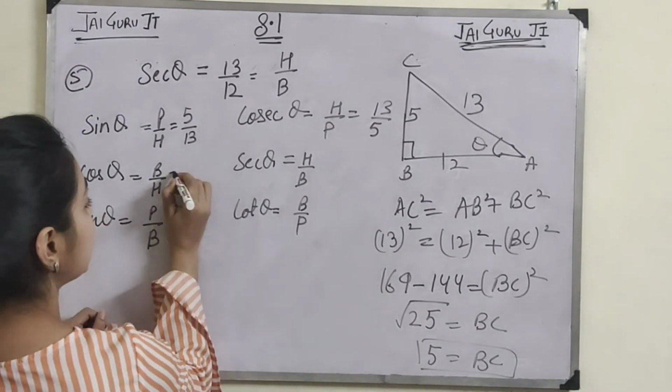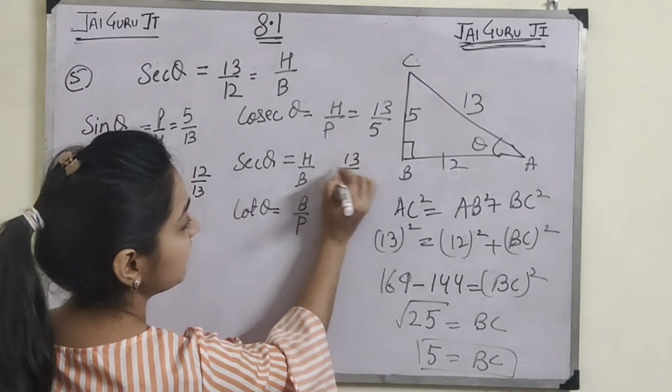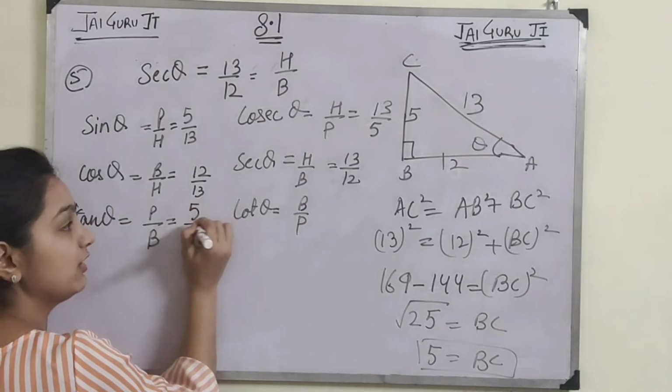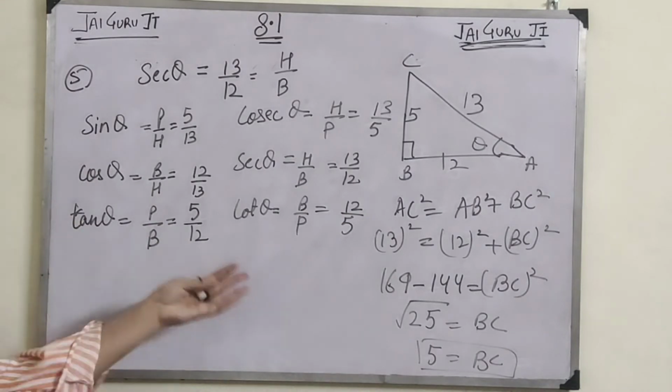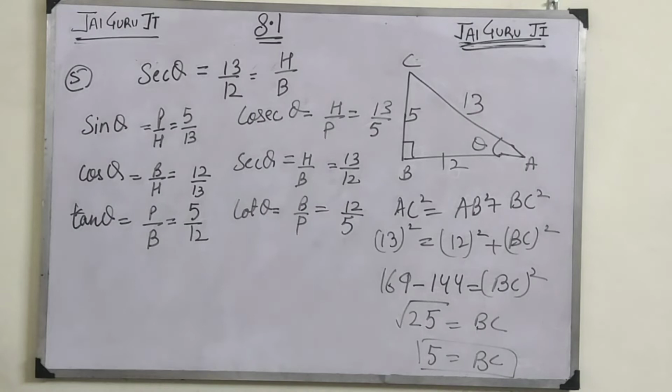Now B upon H. B is 12 upon 13. Its opposite is 13 upon 12. This is P upon B, that is 5 upon 12. Opposite is 12 upon 5. So this is being done, all the trigonometric ratios. So sec was 13 upon 12. It is given, we have found it out.